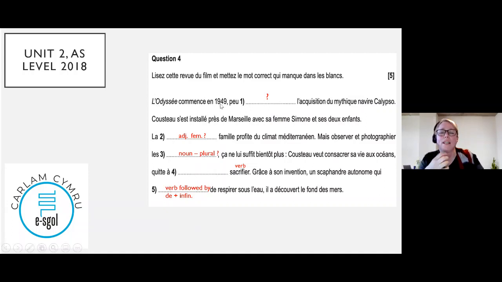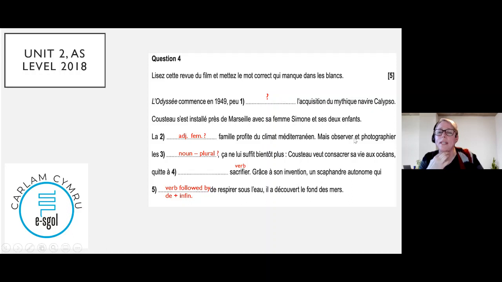Yeah, 1949 it started, and Cousteau, he sort of set himself up. He went to Marseille with his wife. He settled near Marseille, and his 2 children. Okay, so we get through the text. Remember, don't ignore sentences just because they haven't got gaps. Here you've got feminine, la, and famille. So the chances are there's an adjective here because it's in front of la famille. What adjective will go in front to describe the family? They're enjoying this Mediterranean climate.